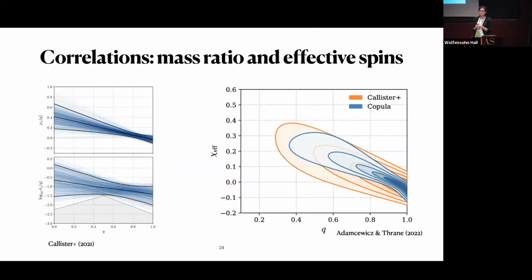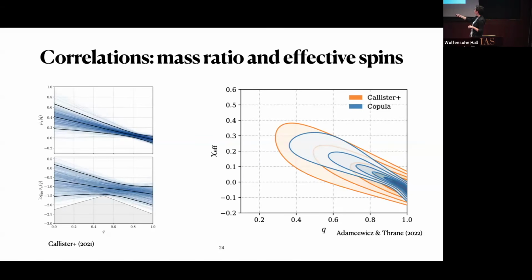One of the most robust correlations so far that has been shown with the gravitational wave catalog is the correlation between mass ratio and effective in-spiral spin. This was first shown a few years ago in this paper by Tom Collister and others.